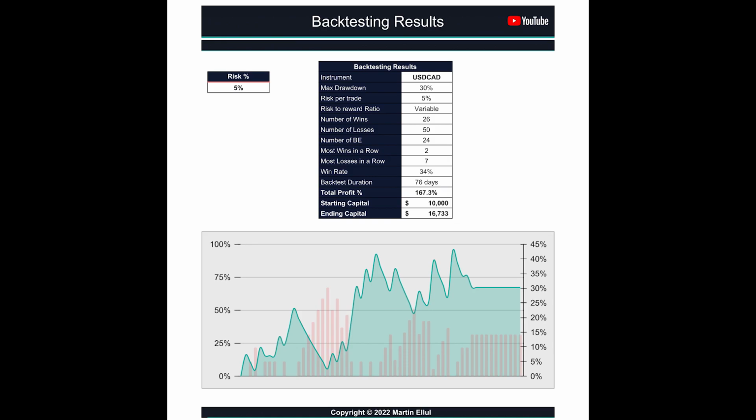So we end up with a total profit of 167.3%. So if you had started with $10,000, you would have ended up with $16,733 after 76 days. So this strategy is profitable.